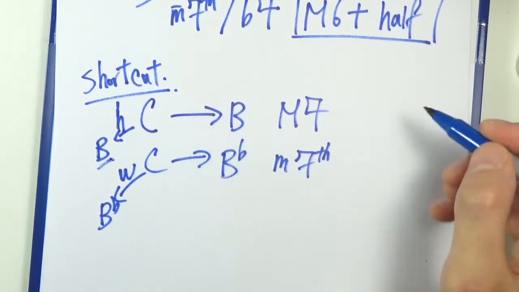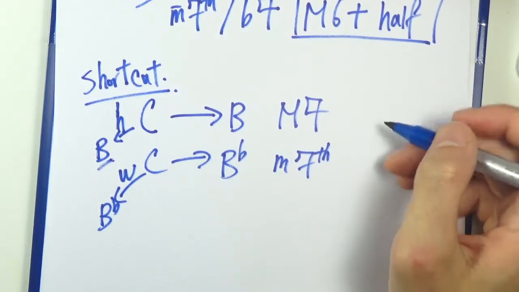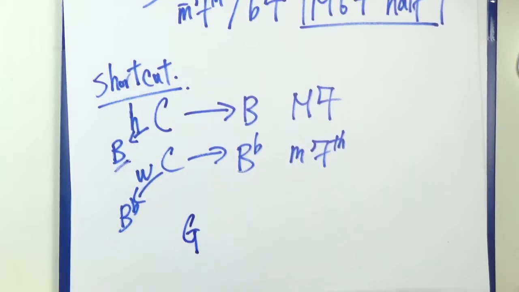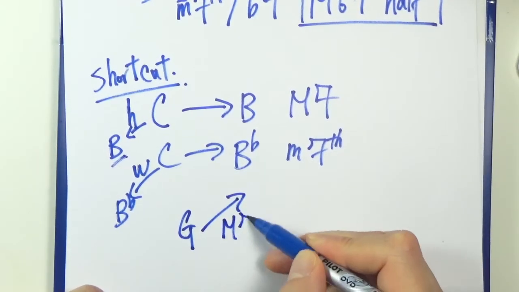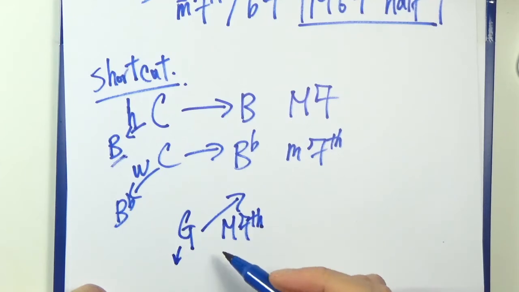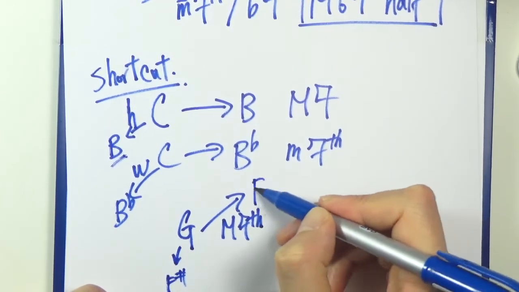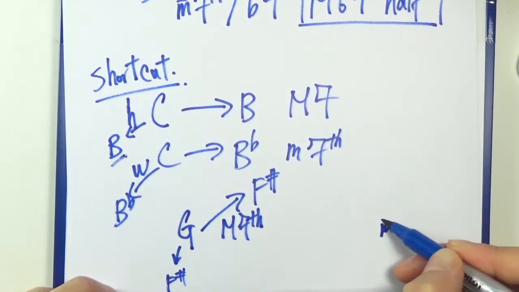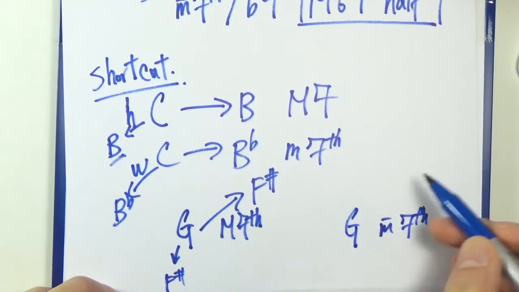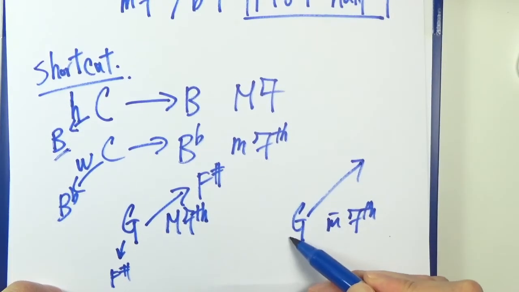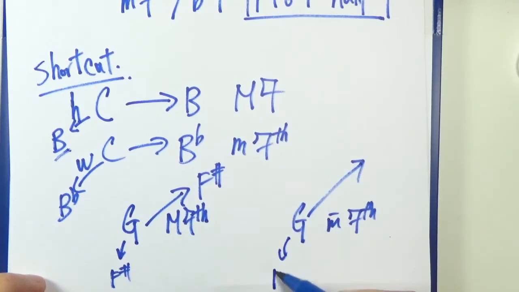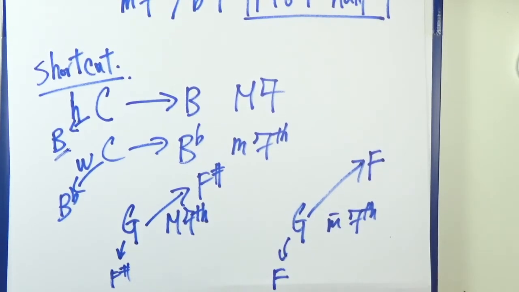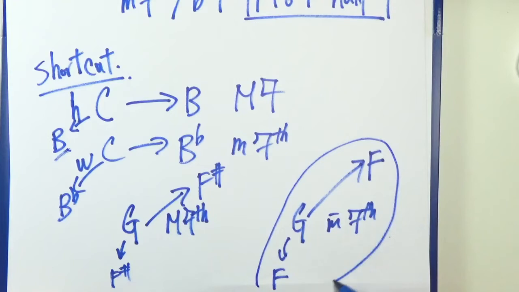So from now on, if you want a major 7th from any note, say for example G, just go backwards, and that should be an F sharp. Then you put it an octave higher, and that should be your major 7th. What about minor 7th? Starting from G, you just go backwards by a whole step, and that should be an F, but you put it an octave higher. So those are your minor and major 7th shortcuts.